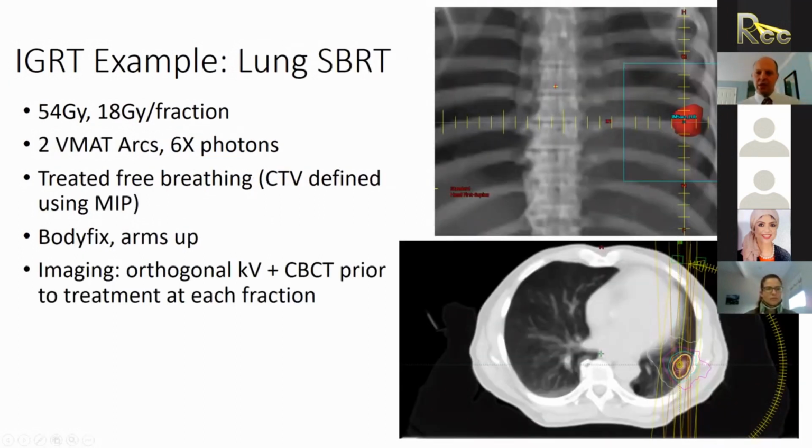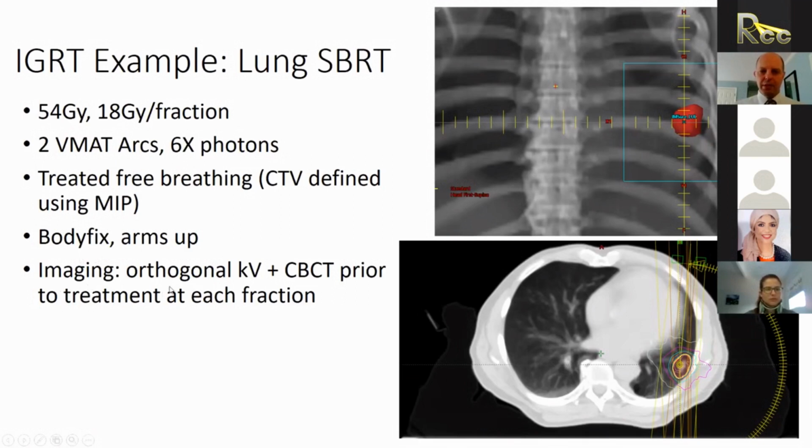Another case, this is a lung SBRT. So 54 Gy, 18 Gy per fraction, so not very many fractions. Two VMAT arcs using 6x photons, treated with free breathing in a BodyFix, arms up. So this is similar to an Alpha Cradle, a reusable one.